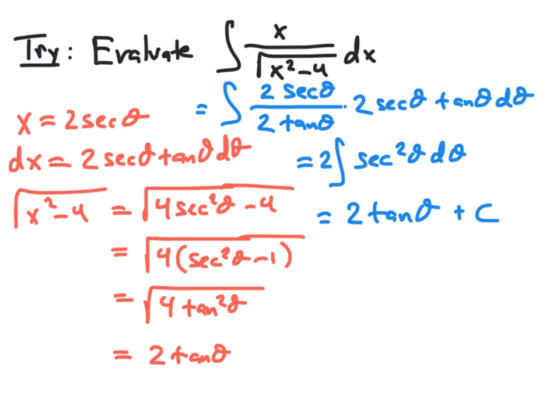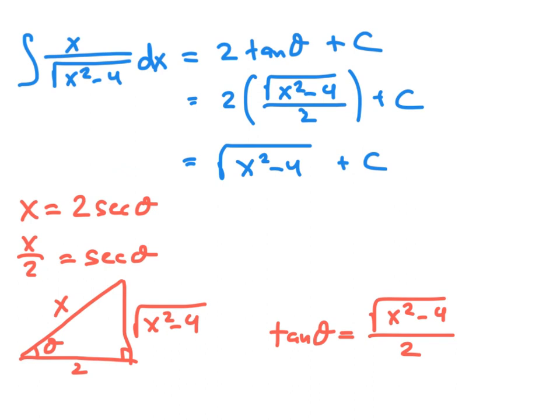Two of the 2's will cancel out, as well as the tangents, and we are left with an integral of 2 secant squared theta d theta, where we can factor the 2 outside of the integral. And we know an antiderivative of secant squared of theta is tangent of theta. And so our integral in terms of theta is going to be simply 2 tangent theta plus c. Now, of course, we do need to go back to the variable x, and to do that, we'll use a reference triangle.